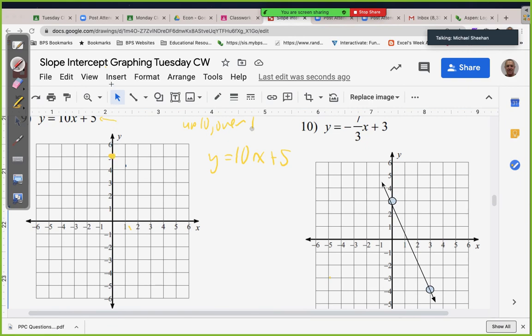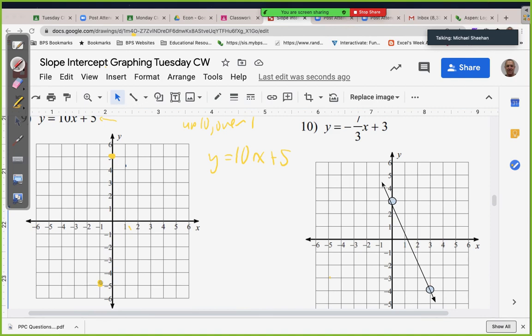1, 2, 3, 4, 5, 6, 7, 8, 9, 10. I'm up here. And over 1, I'm like up here someplace. So I'm thinking it goes back this way. So I'm going to think backwards. I'm going to go down 10. 1, 2, 3, 4, 5, 6, 7, 8, 9, 10. And back 1. See, so now it goes up 10 and over 1.